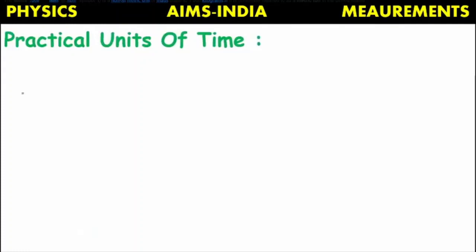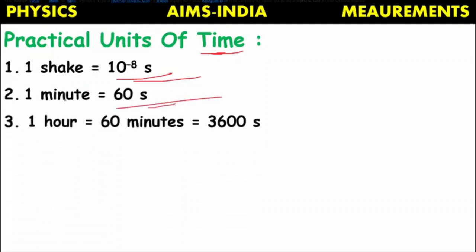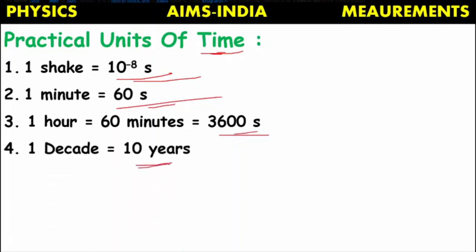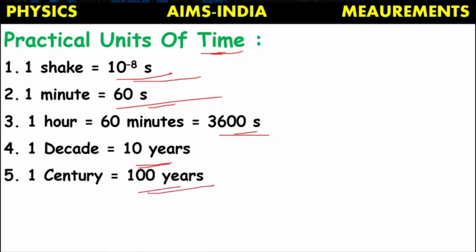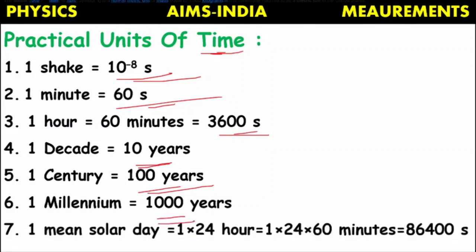In the same way, we have some practical units of time also. Let's see some of them. 1 shake equal to 10 power minus 8 seconds. 1 minute 60 seconds. 1 hour 3600 seconds. 1 decade 10 years. 1 century 100 years. 1 millennium 1000 years. 1 mean solar day.